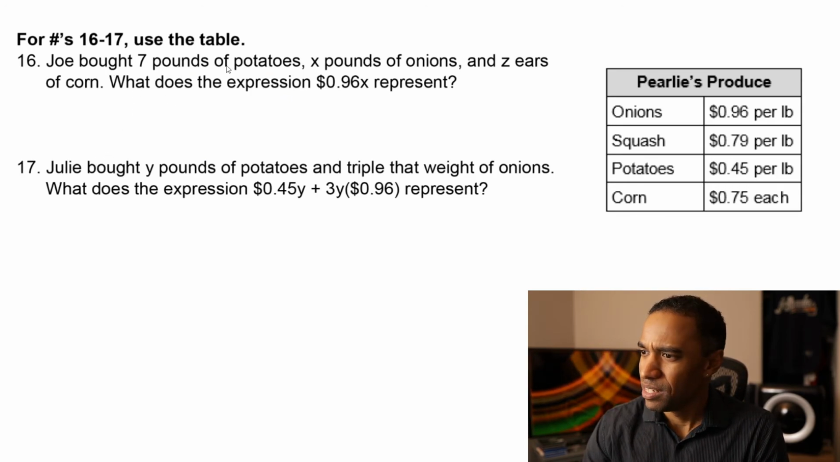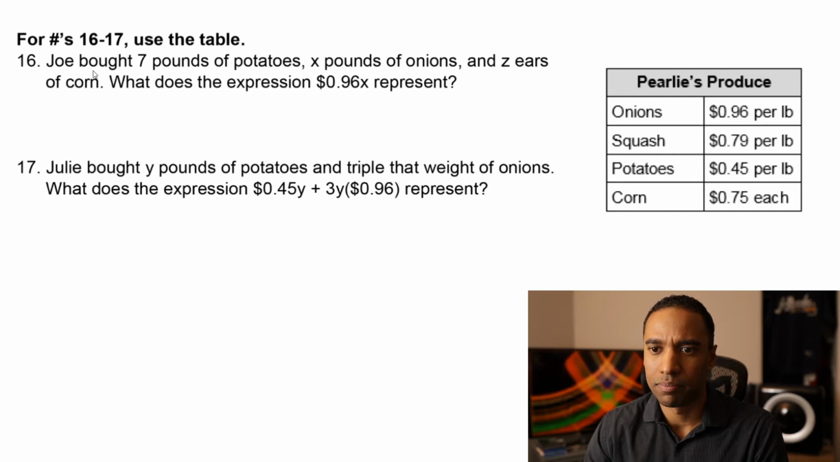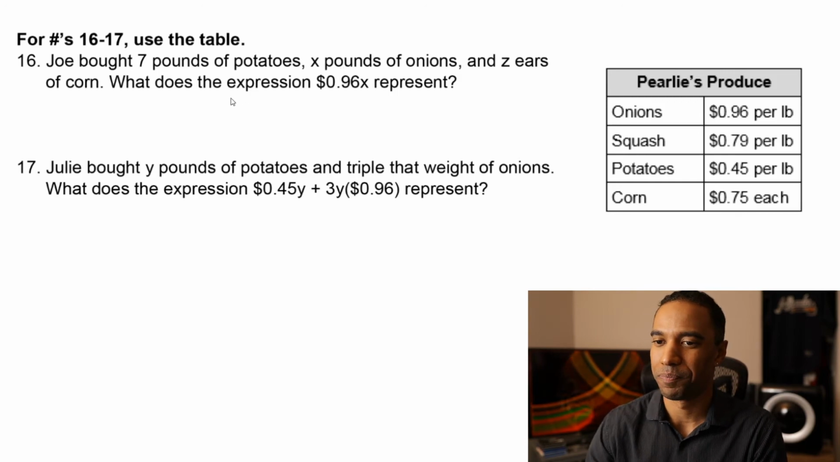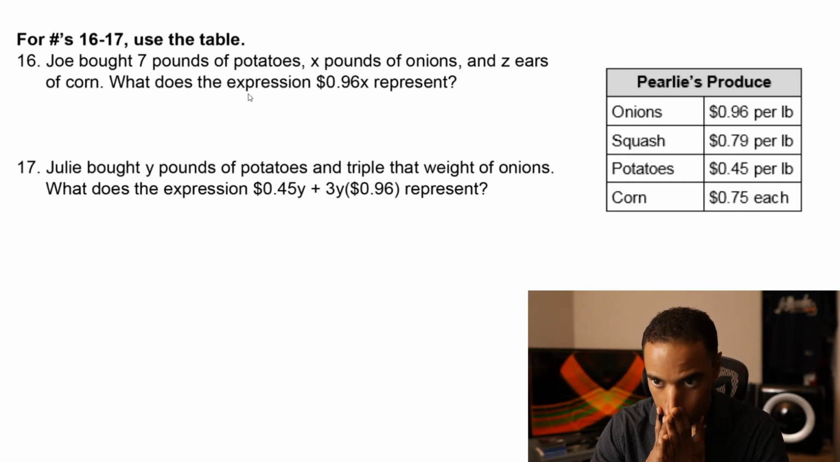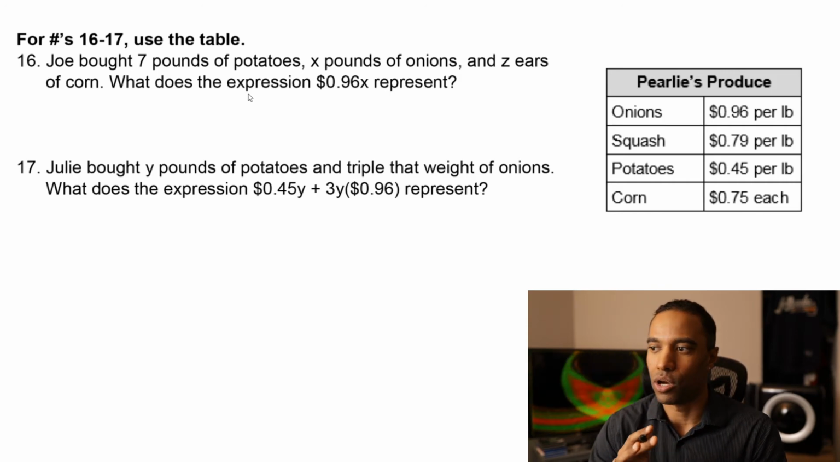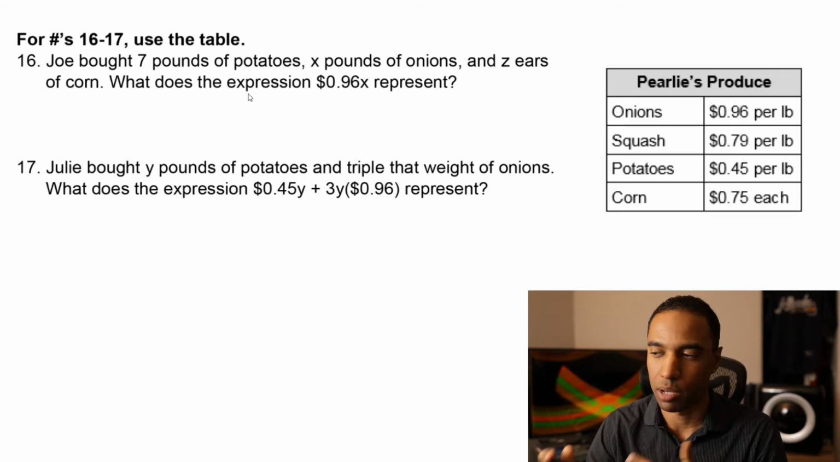Word problems? Not really. Joe bought, use the table here. Joe bought 7 pounds of potatoes, X pounds of onions, and Z ears of corn. I forgot they're called ears of corn. I was going to say bunches of corn. What does the expression 0.96x represent? Okay. This is my first time looking at this one as well.